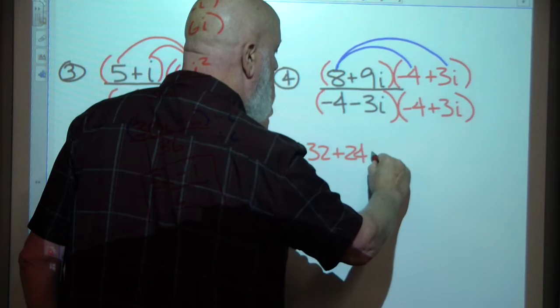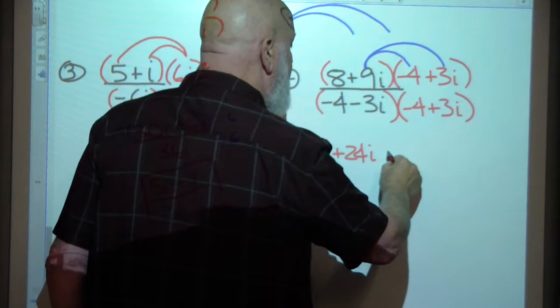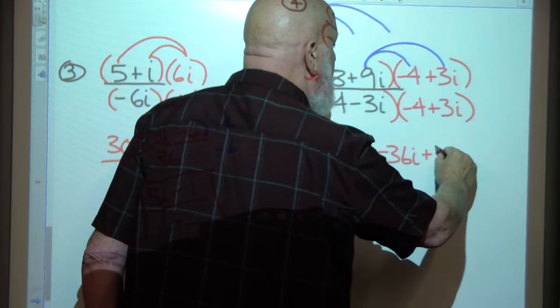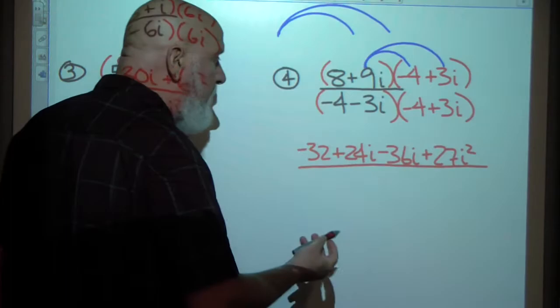Now I'm going to distribute the 9i. Positive 9i gets distributed. That will give me negative 36i plus 27i squared. This is negative 1 times 27. So this is now a negative 27 in my head. I'm going to remember that. Whenever I see i squared, I'll get negative 1.